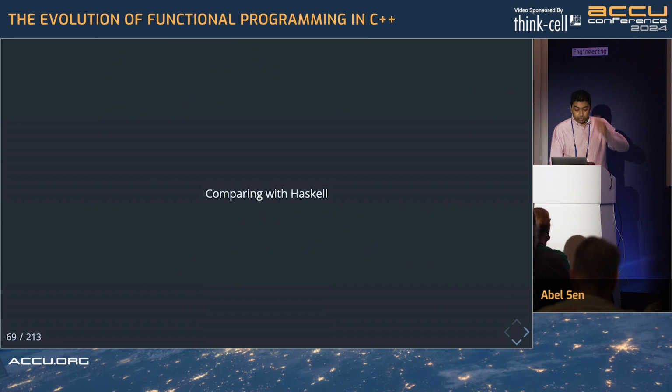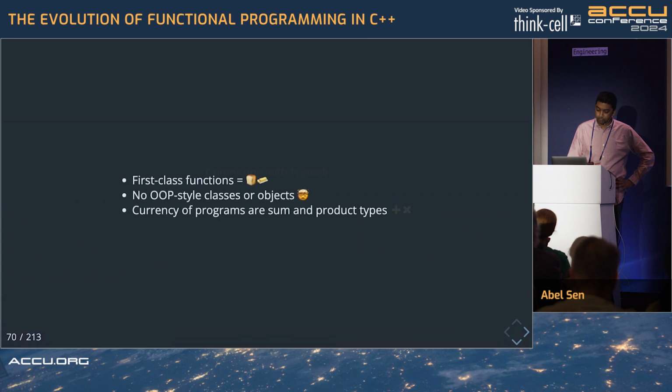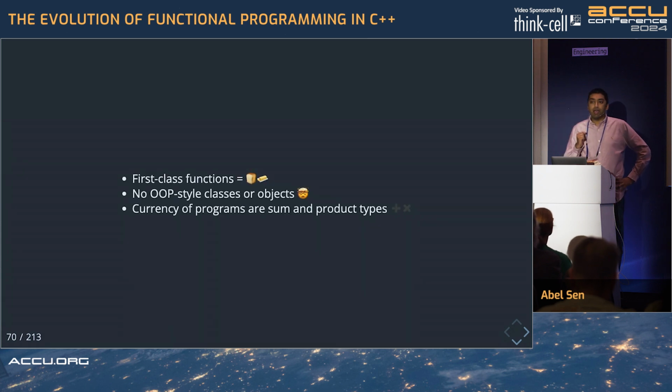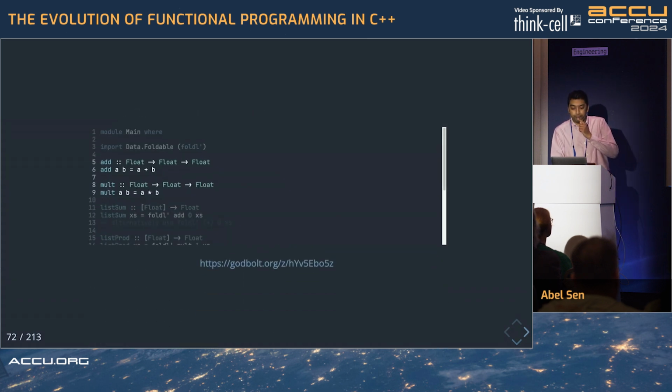So there's a lot of features we covered. So how might that compare with what we see already in a purely functional language like Haskell? The key thing to note about Haskell is that first-class functions are really the name of the game. And there's no OOP-style objects or classes to speak of. And the currency of programs are really defined by what we will call sum and product types. So let's see this in code.